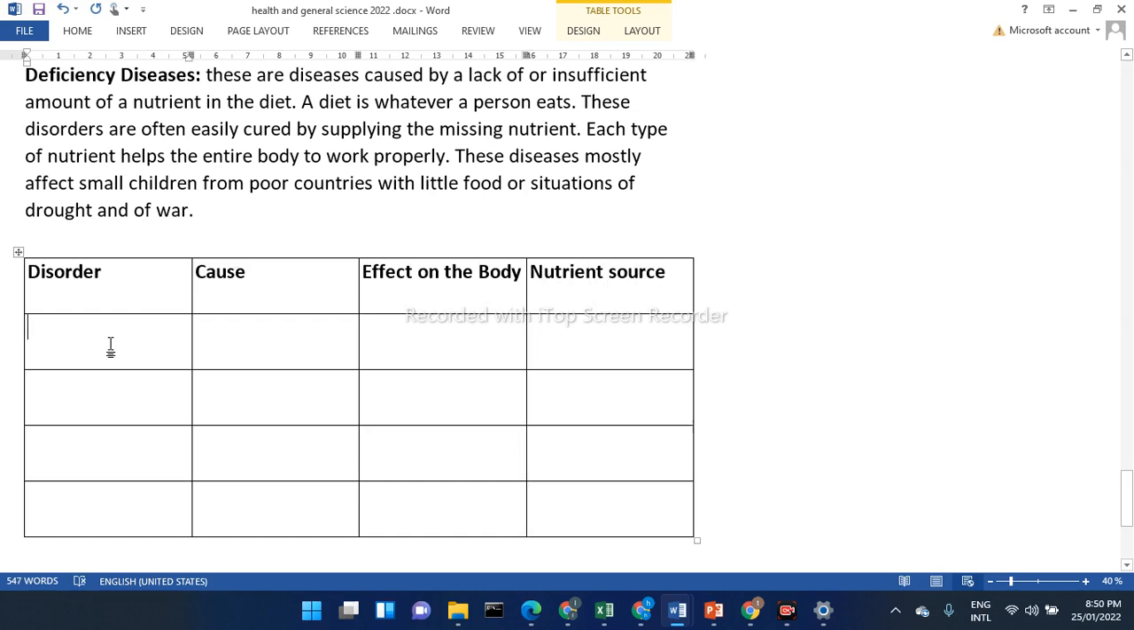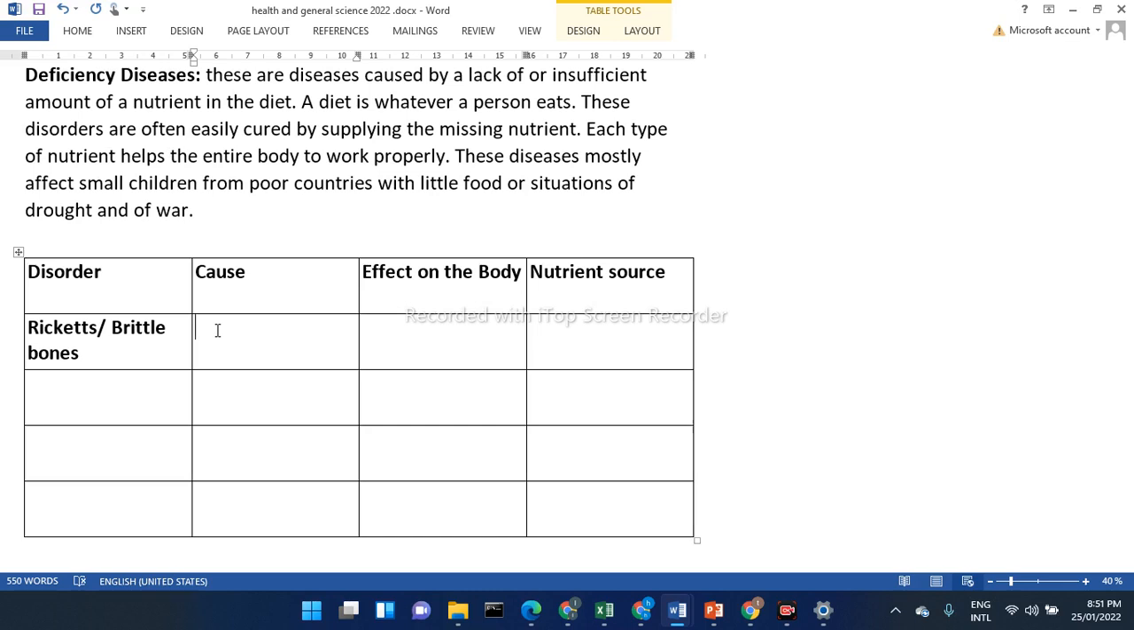So the first one we're going to talk about, let's start with R. Before I say it, anyone could think of Rickets. Rickets. Very good. So rickets is a deficiency disease. It affects which part of the body? The bones, yes, the bones. So it's also called brittle bones. So rickets affects the bone. What is the cause of rickets? A lack of vitamin D.